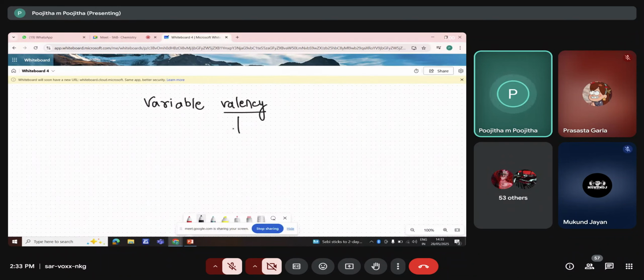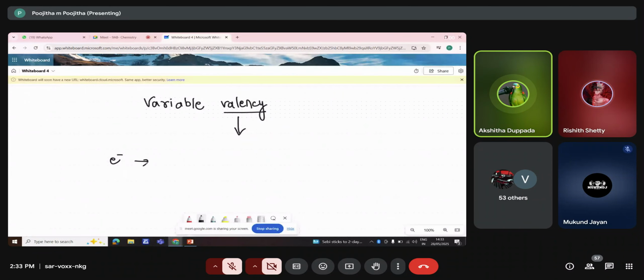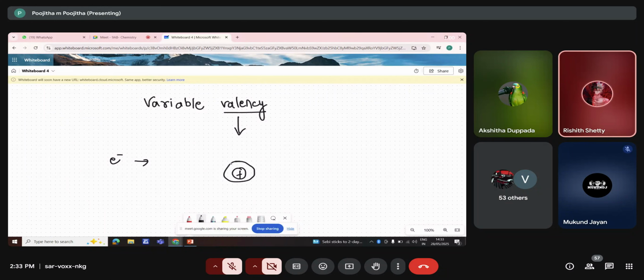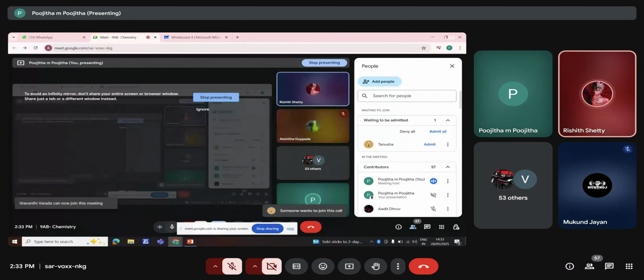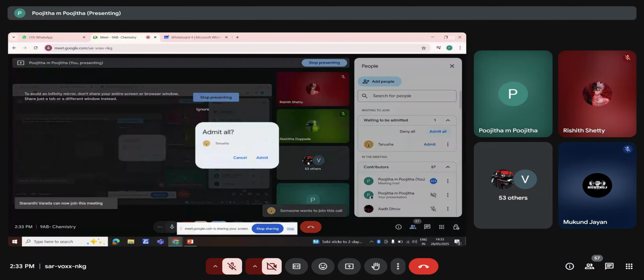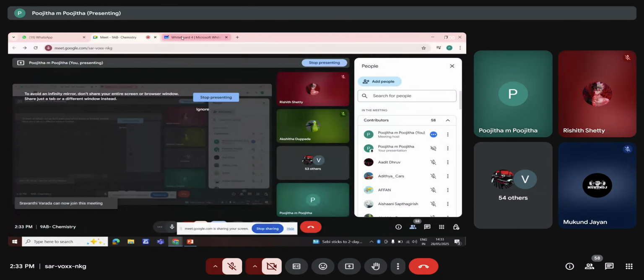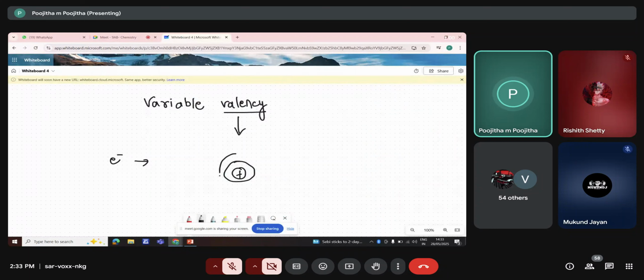First, you tell me, valency of a particular element is equal to what? In terms of electrons, the number of electrons gained or lost to achieve stability of the nearest noble gas. So valency with respect to electrons is the number of electrons lost or gained.